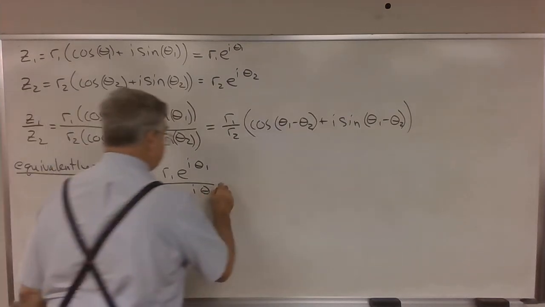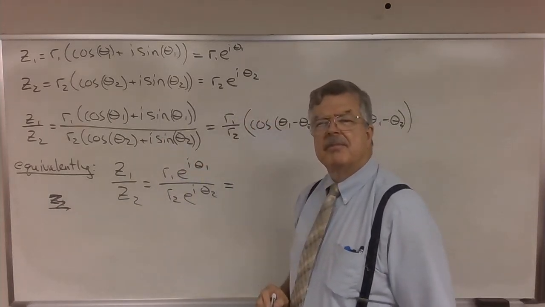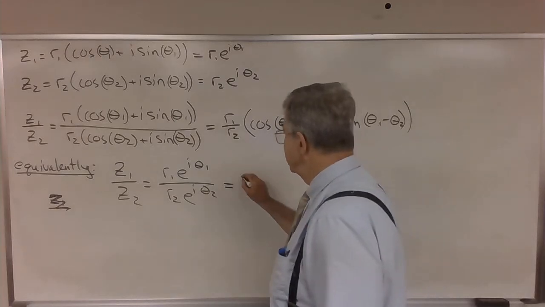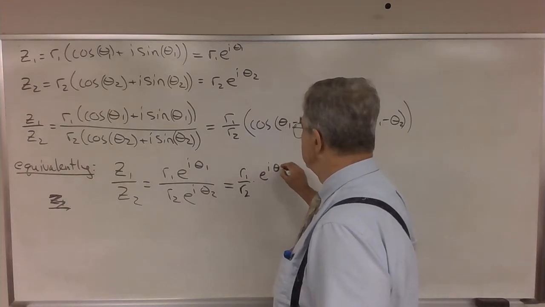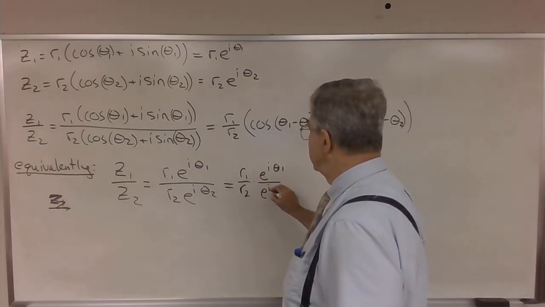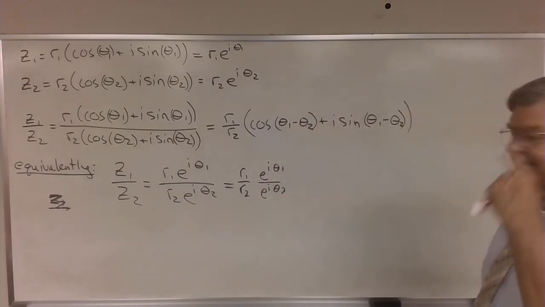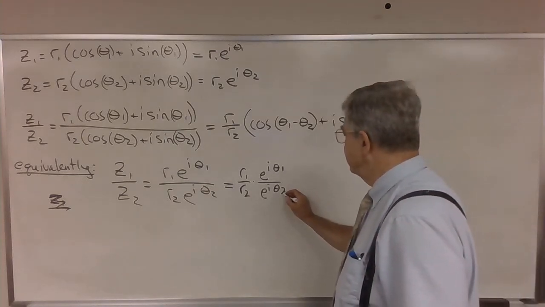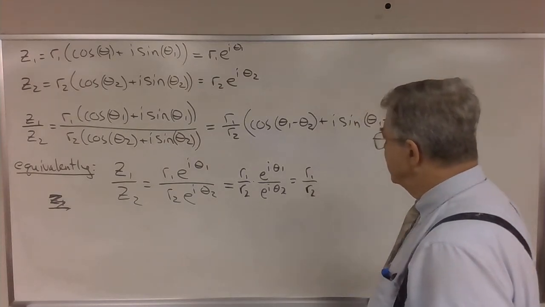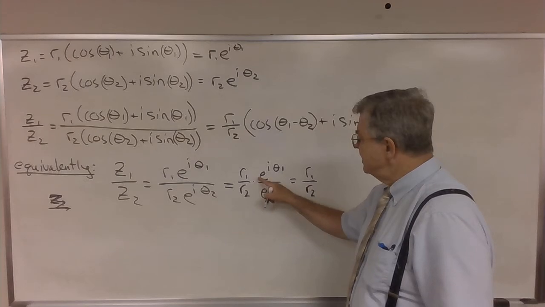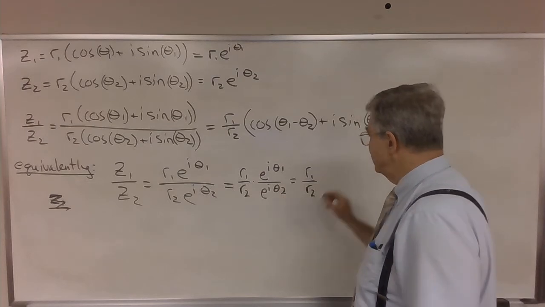Let's see. We can split this up into the product of two things and say this is R1 over R2 times e to the I theta 1 over e to the I theta 2. So we have R1 over R2. And now we have a common base, e, and we have e to one power in the numerator, e to another power in the denominator.